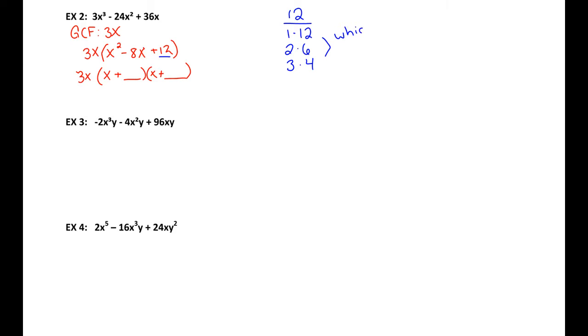Then, from this list, I'm trying to determine which adds to my b value, which again comes after you pull out the greatest common factor. So I'm looking to see which one adds to negative 8. I'm going to be using the second pair of factors, and both numbers are going to be negative. They multiply to a positive 12 and add to a negative 8. So my answer is 3x times the quantity x minus 2 times the quantity x minus 6.